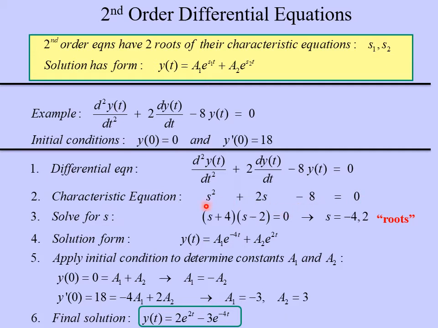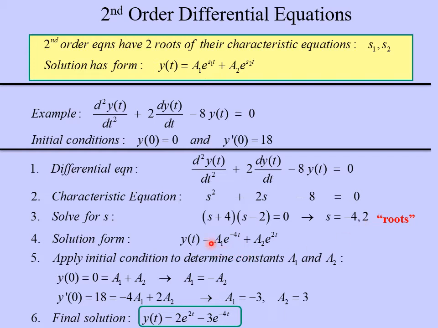We have to solve this equation, which is simple. We just factor it. So we have (s + 4)(s - 2) = 0. So the two roots to this characteristic equation are s = -4 and s = positive 2. So my solution of this problem has the form a1 e^(-4t), notice minus 4 is that root there, plus a2 e^(2t), where 2 is the second root right there.